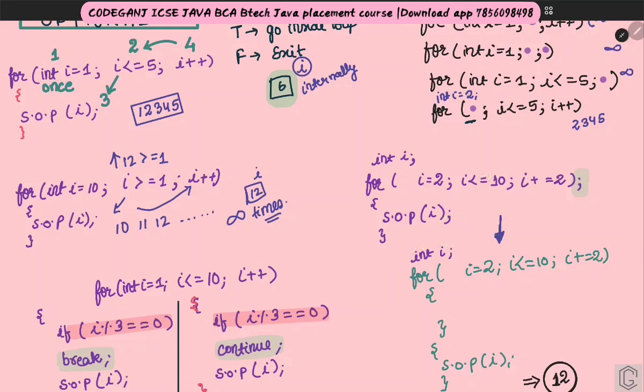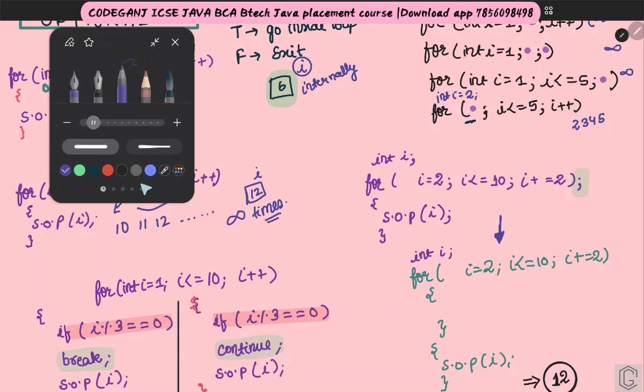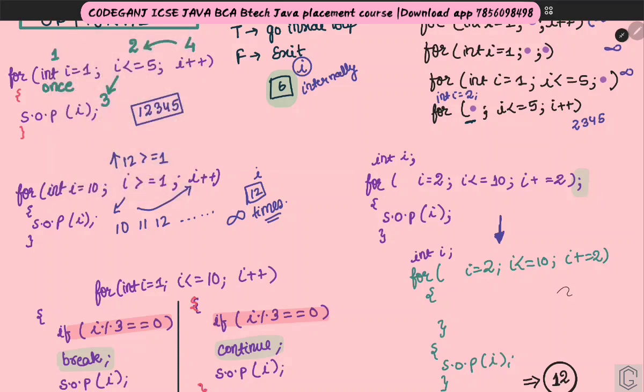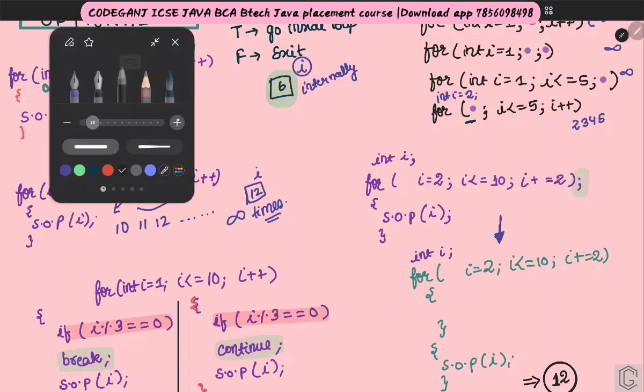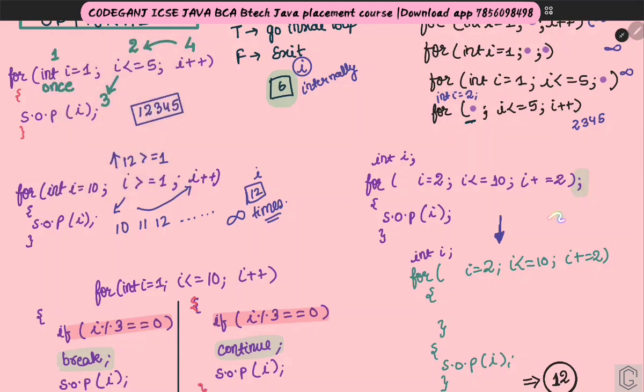There are three things that you have to understand. One thing is, if there would not have been a semicolon, then this loop would have printed something like this, correct? This would have been inside the loop, right? So it would have printed this.